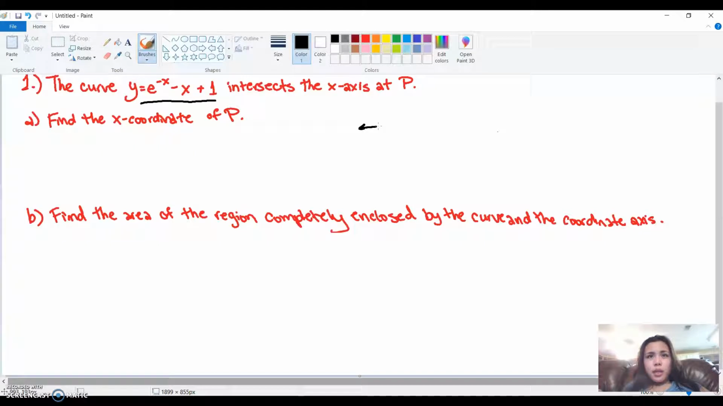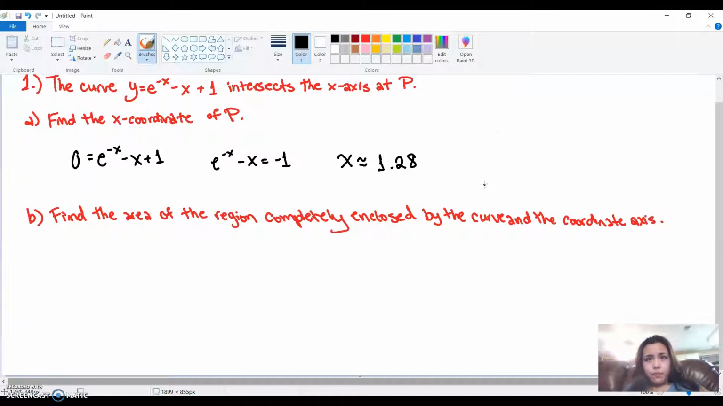Well, we already know that P sits on the x-axis, right? That means the y-coordinate of P equals 0. And so we set 0 equals e to negative x minus x plus 1. Once I plug that into the calculator, because it's too difficult to solve by hand, I get x equals around 1.28, giving the coordinates of P 1.28, 0. Now we need to find the area of the region completely enclosed by the curve and the coordinate axis.